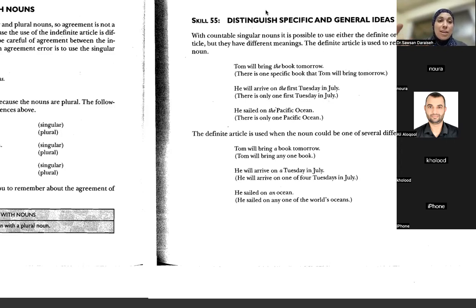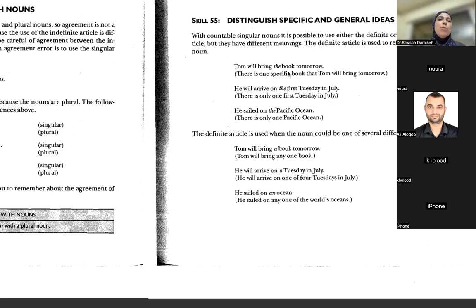Okay, it's a specific one that you and I know about. Got the idea what I'm trying to say? Yes, Doctor. Yeah, that's what I'm saying. And that's why you see this sentence here: Tom will bring the book tomorrow. So the person who said this sentence and Tom, because Tom will bring the book tomorrow, Tom knows what this book is. And the person who said it knows what the book is without saying it.